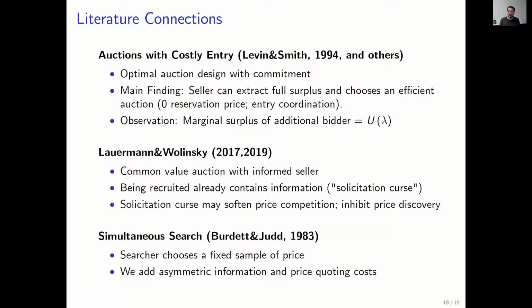That's called simultaneous search. It was studied, for example, by Burdett and Judd, one of the first attempts to circumvent the Diamond paradox, where the searcher chooses a fixed sample of prices. You can see how this is the same basic model structure that we have here. Basically, we're studying a model of simultaneous search in which we add asymmetric information: private information about the values from the buyer side and price quoting costs. So it's not free to quote a price.